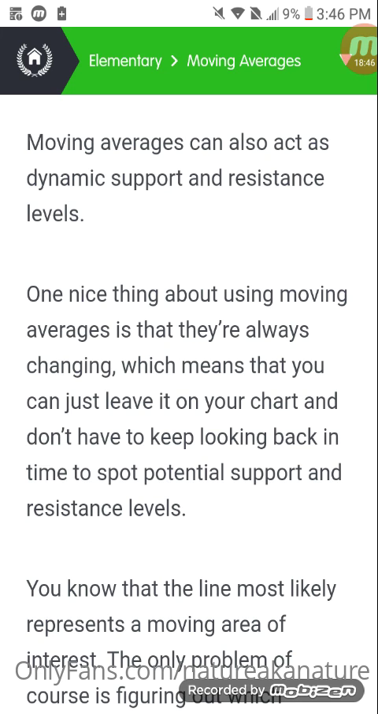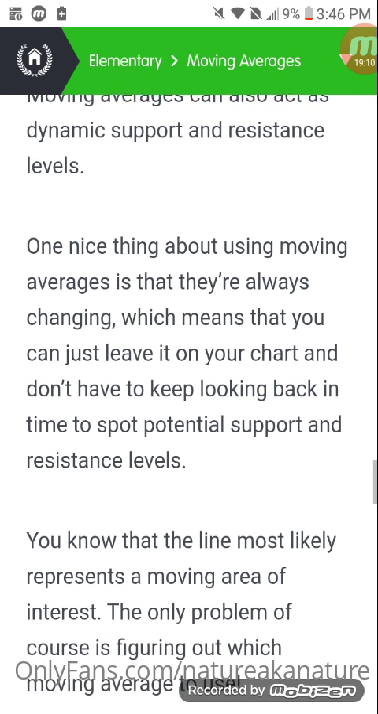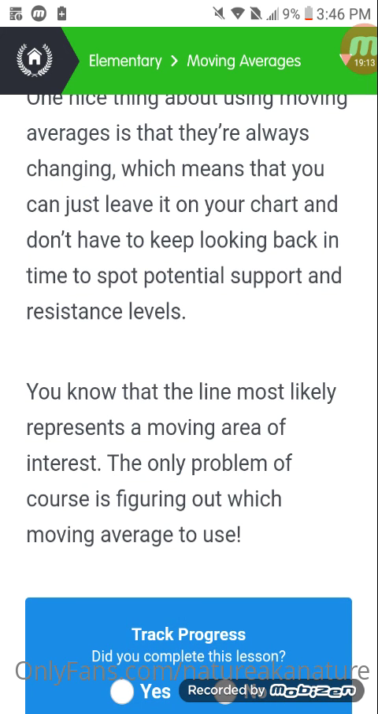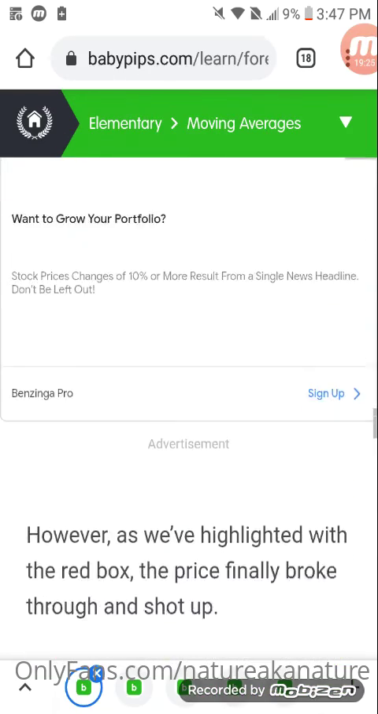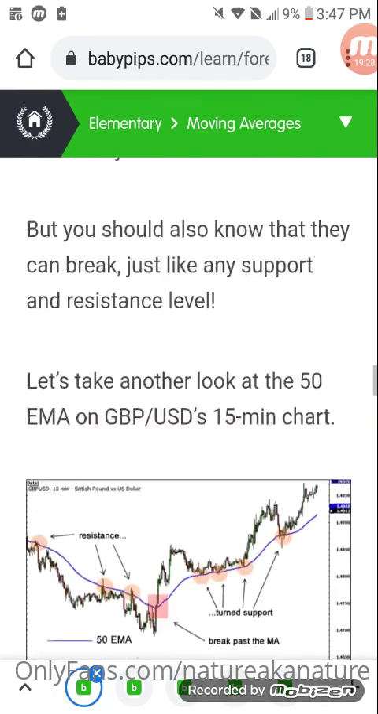One thing about using moving averages is that they're always changing, which means you must pay attention to the actual candlesticks and what they mean. Pay attention to the moving average on top of strong resistance and support levels, and look at everything. You can't just leave it on your chart without looking back in time to spot potential support and resistance levels. The only problem, of course, is figuring out which moving average to use. So this is everything you need to know about how to trade moving averages.